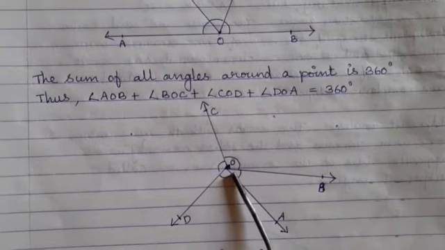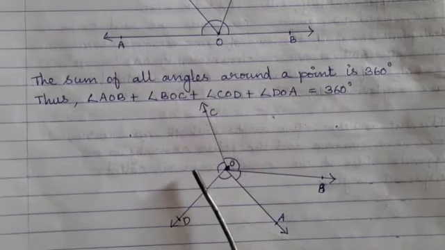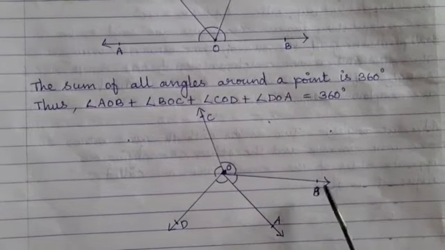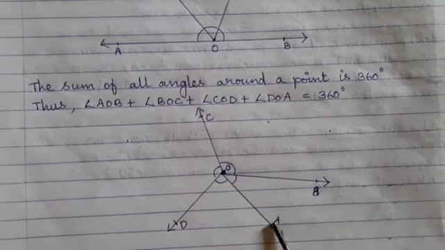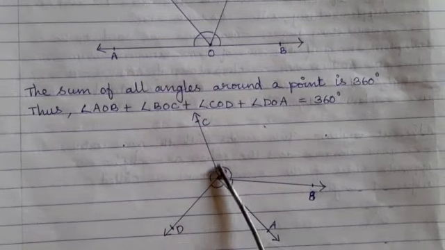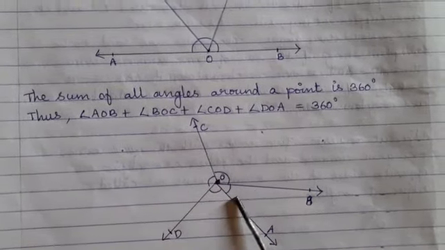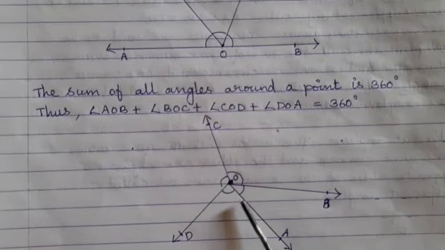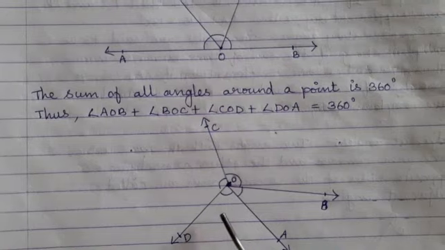The next one: the sum of all angles around a point is 360 degrees. See here, the point is O. There are four angles here: angle COB plus angle BOA plus angle AOD plus angle DOC. All four angles sum to 360 degrees. So the sum of all angles around a point is equal to 360 degrees.